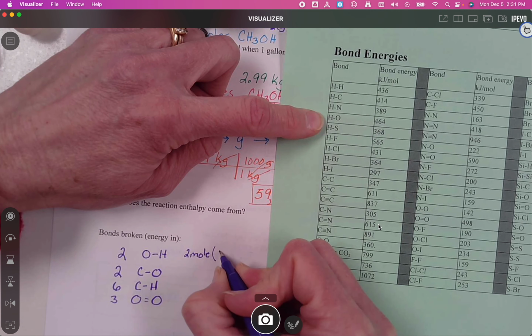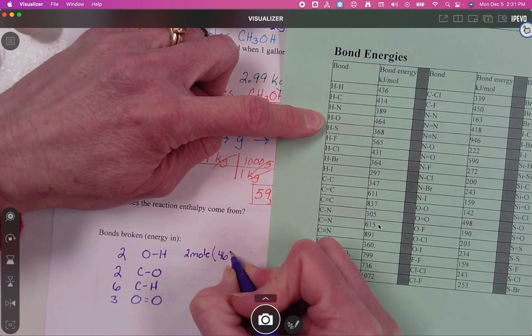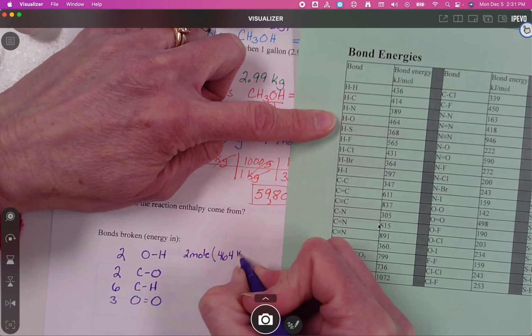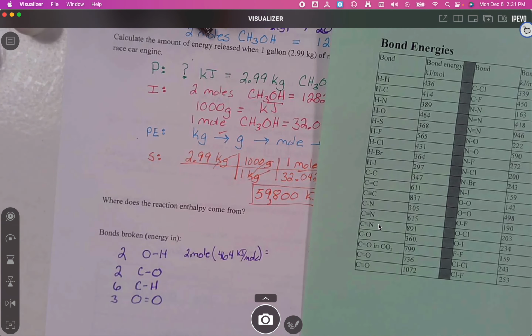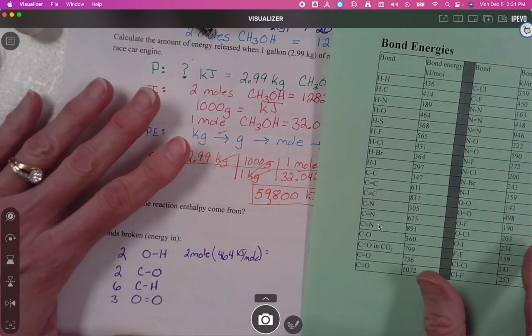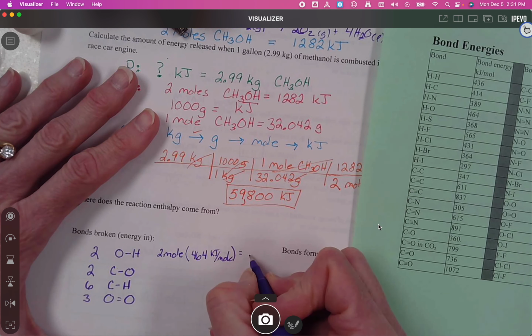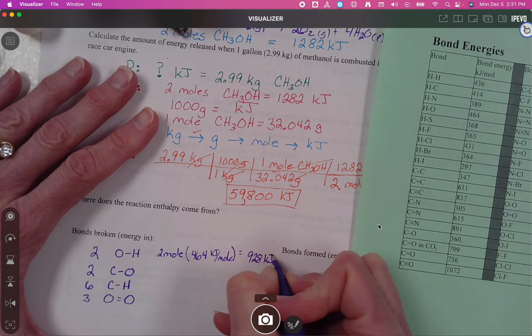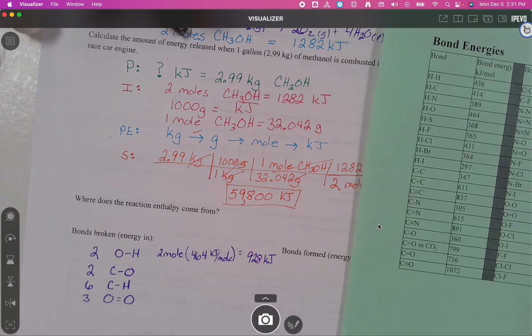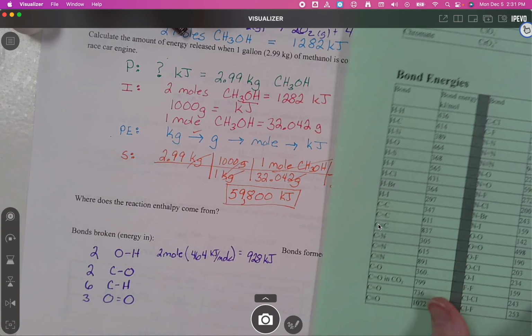times 464 kilojoules per mole. So the removal of the beaks from the ostriches cost us, we had to invest 928 kilojoules to remove the beaks from the ostriches. Then we removed the heads. We broke a carbon-oxygen bond.